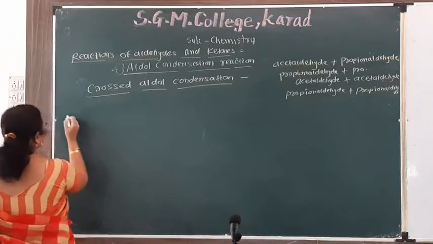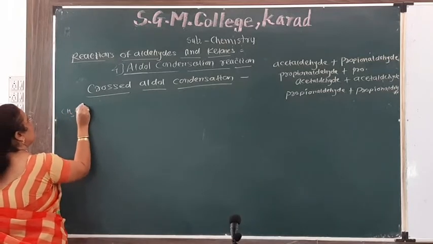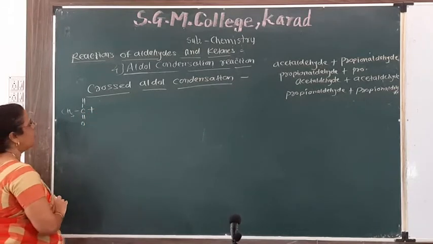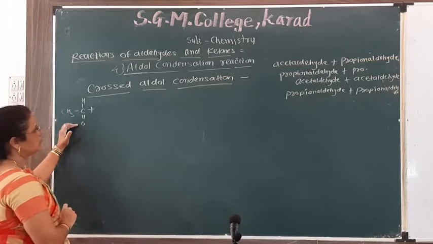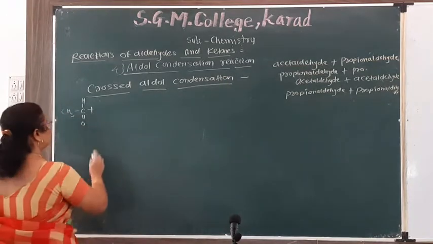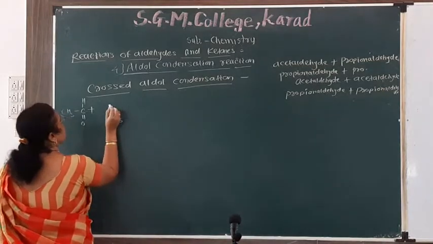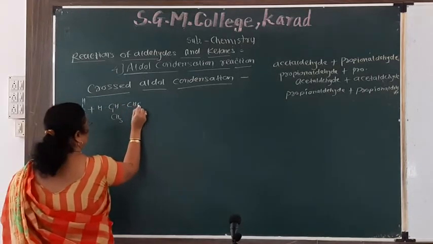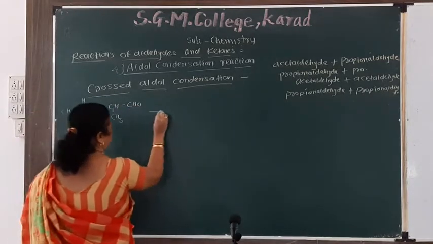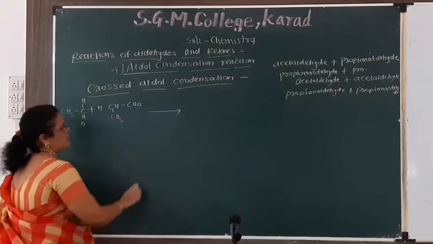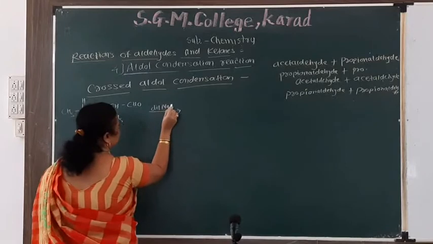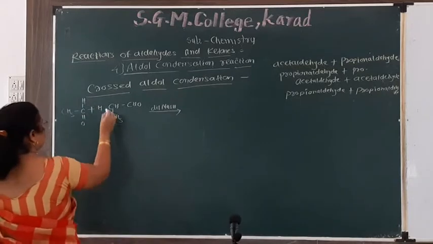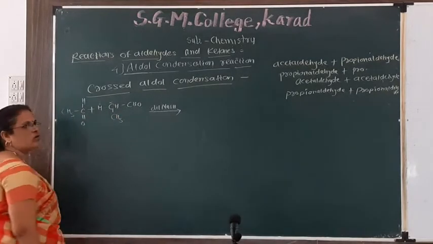Here first, the acetaldehyde formula is CH3CHO, plus, this is acetaldehyde, also known as ethanal, plus propanaldehyde, that is CH3CH2CHO. This is propanaldehyde. They react with each other in presence of dilute NaOH. Then this is the alpha carbon atom, this is the alpha hydrogen atom.